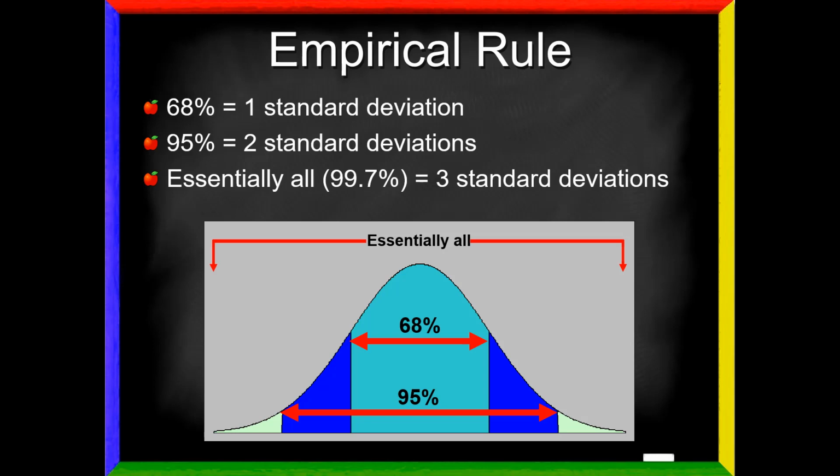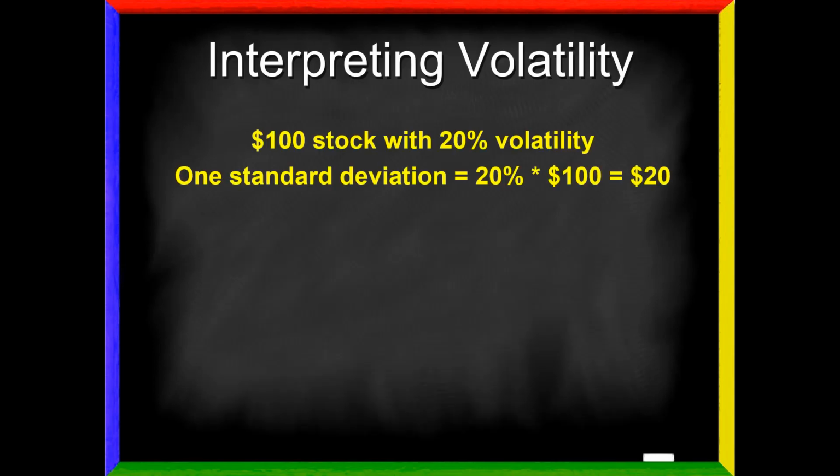So once we have a volatility number from our platform, what does it mean and how can we interpret it? Well, here's the way you do it. If we have a $100 stock with 20% volatility, one standard deviation is 20%. Remember, that's a standard deviation. So I'm just going to take that 20% number, again from my broker's platform, multiply it by the current stock price of 100, and I see that $20 right here is my standard deviation in terms of dollars.